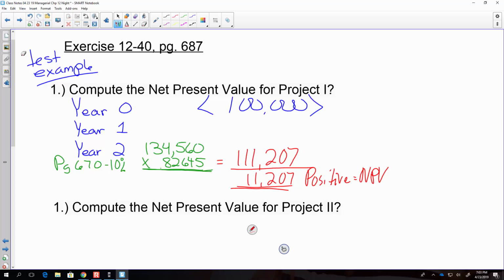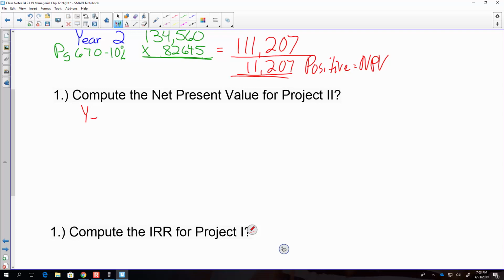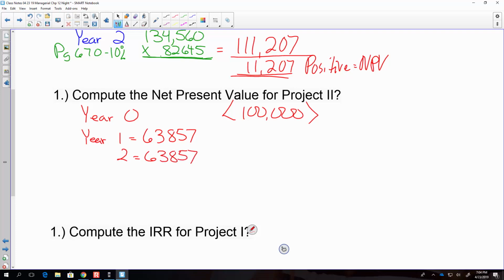Let's do project 2. Looks like a much better project. Same amount of money is spent, right? Year 0, 100 grand. Year 1, I'm getting 63,857. Year 2, 63,857. What does that look like? Same, yeah, they're the same.